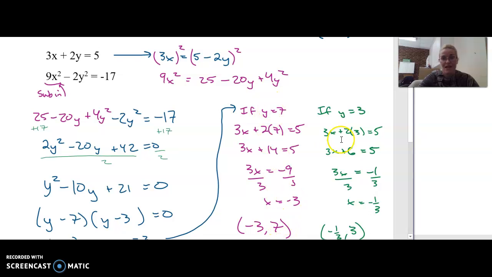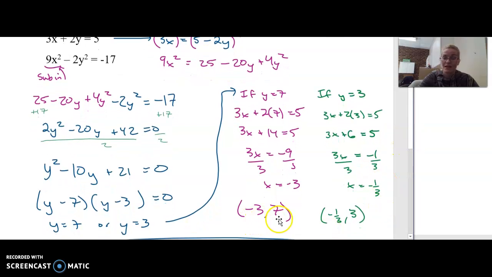so that combo is negative 3, positive 7. Likewise, if y is 3, plugging 3 in here, I'm going to have 3x plus 6 equals 5. Subtract 6, you get negative 1. Divide by 3, you get negative 1/3. And so my solutions, again, were negative 3, 7, negative 1/3, 3.